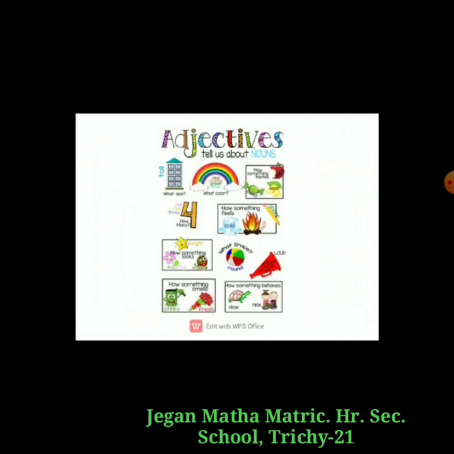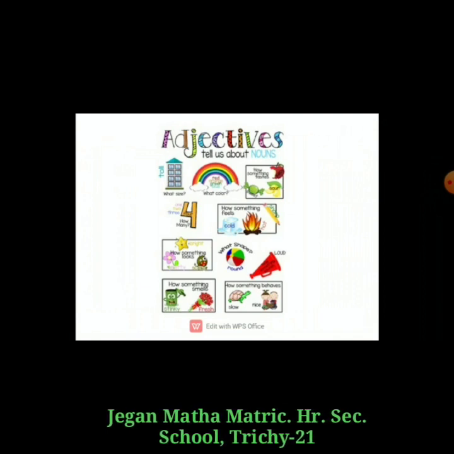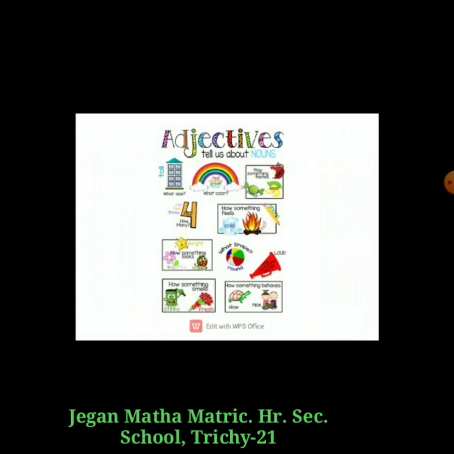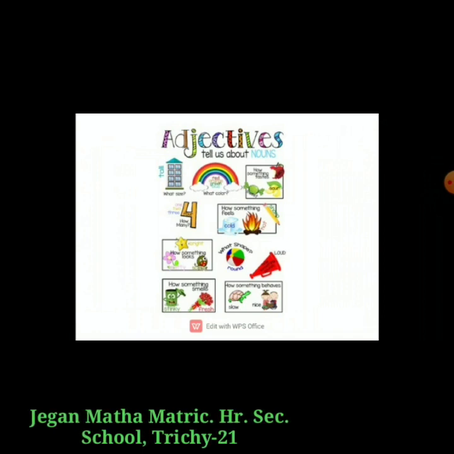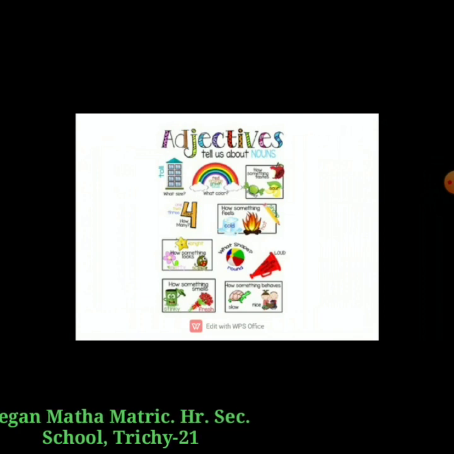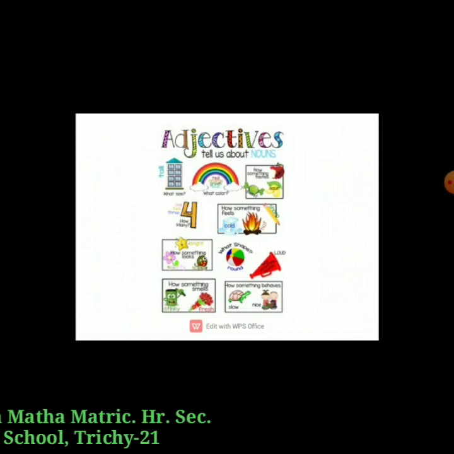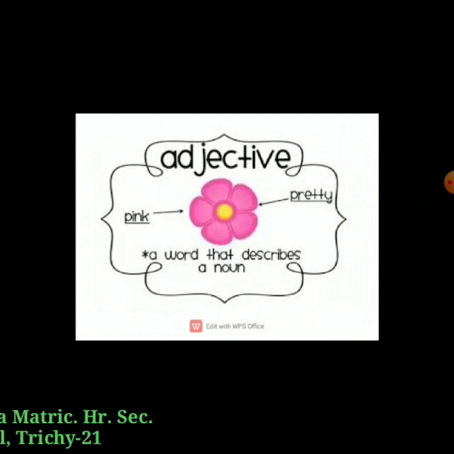Okay, a few examples: how something tastes, how something feels, cold, what shape, how something looks, how something smells, what size. So we can use these adjectives. Then slow, rise, how something behaves. It's slow, it walks slow. So it describes a noun. It is called an adjective: a word that describes a noun.